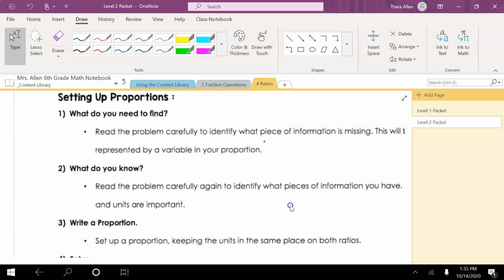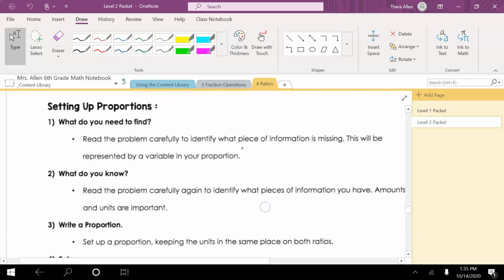First of all, to set up a proportion, what do you need to find? That's the first question you're asking yourself. What do I need to find? We need to read the problem carefully to identify what piece of information is missing. This will be represented by a variable in your proportion. Now, a variable is a letter that represents the missing quantity. And a lot of times we'll see the variable is x, like this.